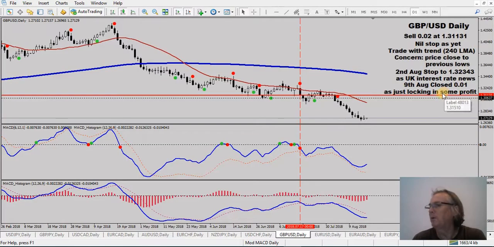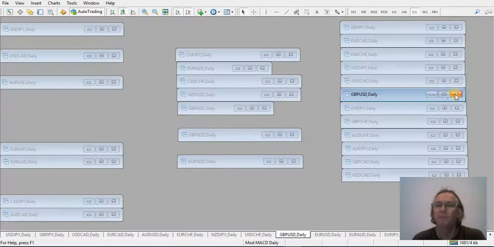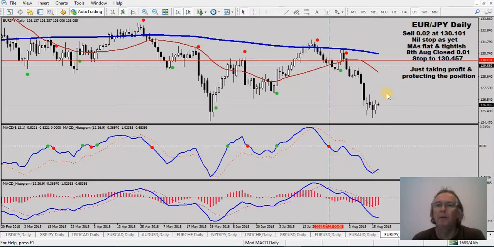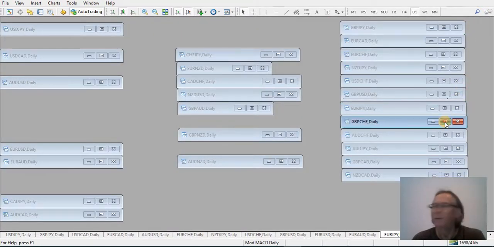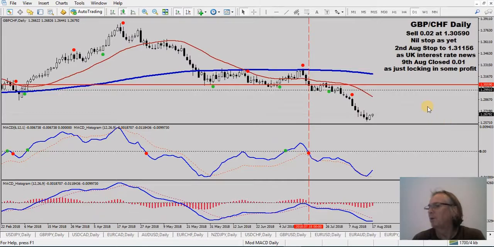Pound USD, sell back here, stop moved down this morning to below the entry level at 1.30637. So just locking in profit. Euro yen, another sell, stop moved down to 129.592, just locking in profit on the euro yen sell trade. Pound Swiss, sell trade back here, locking in profit, move the stop down to 1.29910.